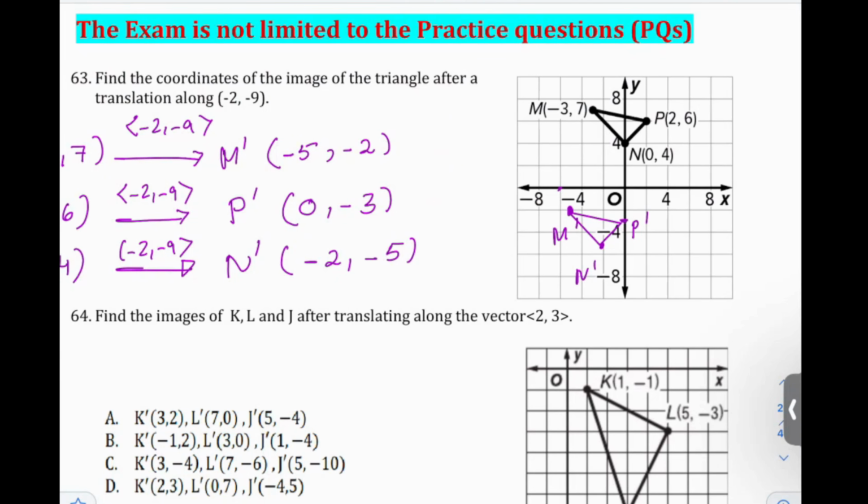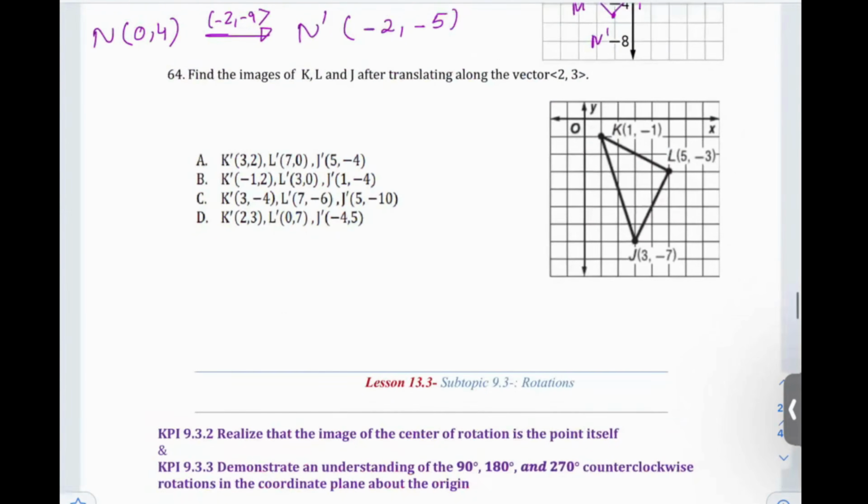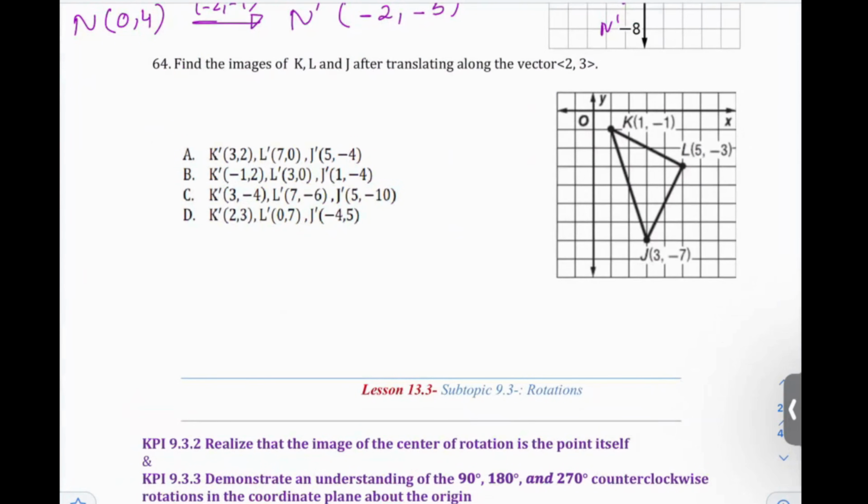You will see that this triangle has been translated. Find the image of K, L, and J after translation along vector (2, 3). So we will take one of the points, for example, (1, -1). Moving it across vector (2, 3), add 1 plus 2, 3. So K prime is 3. -1 plus 3 is 2. The only choice with this K prime is this one, so no need to check the rest.